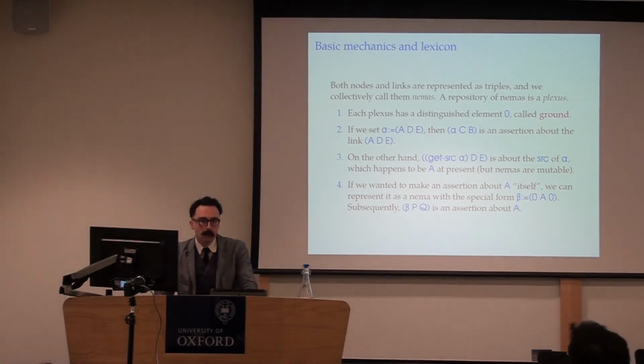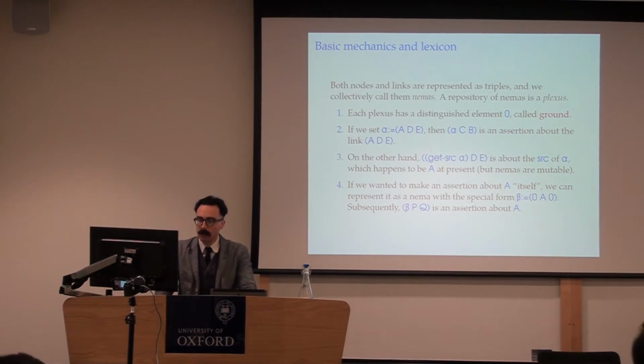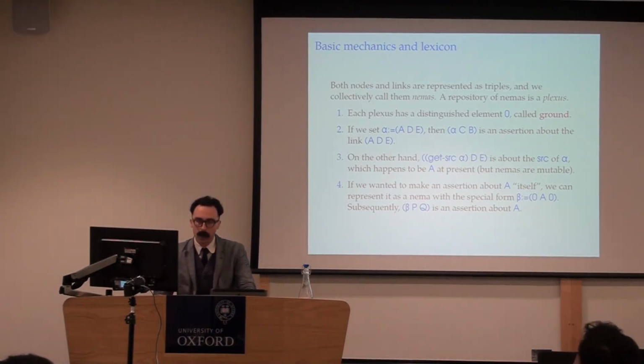And these things also contain a distinguished ground element. So let's make an example similar to the diagram. If I have a nema ADE, let's call that alpha for short, then I can say alpha CB, and I'm now making an assertion about that link, alpha. So I say alpha has property false, or alpha has property added by Joe, whatever. So I'm now annotating the link.